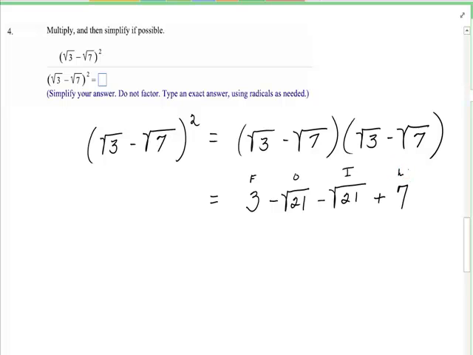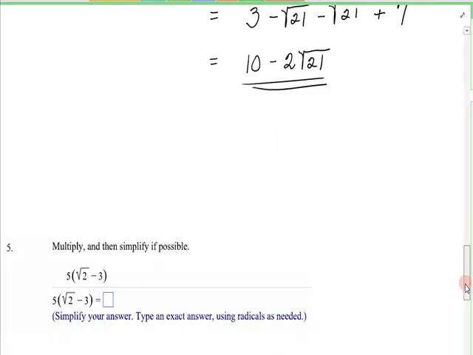Now, this is going to happen anytime you square an expression like this. This is going to pop out of the radical, and this is going to pop out of the radical, and the outers and inners will be the same. Now, if you combine like terms, the first and the last, 3 plus 7 is 10. These are like radicals. There are minus 2 square roots of 21.